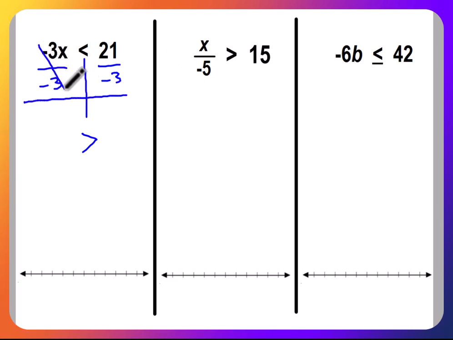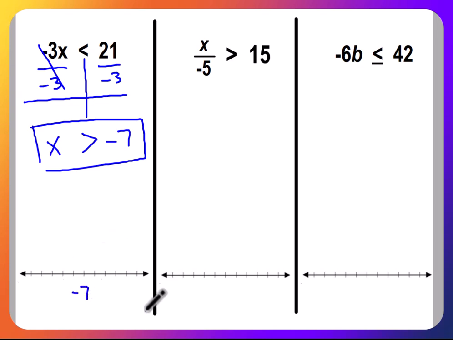-3 divided by -3 is a positive 1x, which is just x. Positive 21 divided by -3, well, positive divided by negative is a negative. x is greater than -7. Let's graph it. I'm just going to put -7 on my number line. There is no equals line with the inequality symbol, so it's going to be an empty circle. x is greater than. Greater than goes to the right, so I'm going to draw my arrow line to the right, and I'm going to label it x. And there we go.